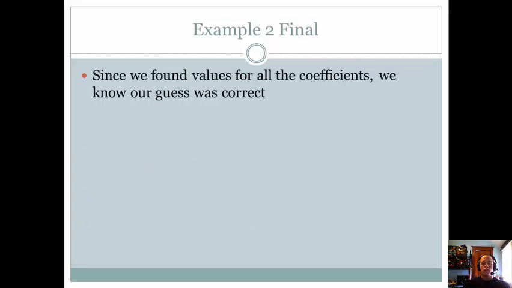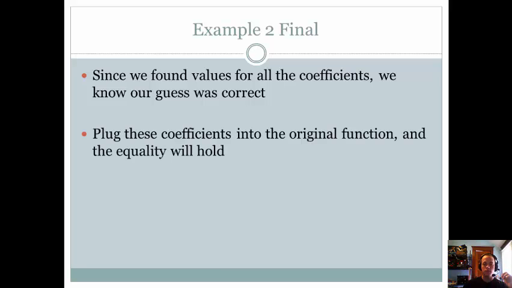So we found values for all of our coefficients, and if we were to plug them all back into the original function, along with our guess for y particular, we would see that the whole system is satisfied. It all works out. The left side equals the right side. So we know our guess was correct.